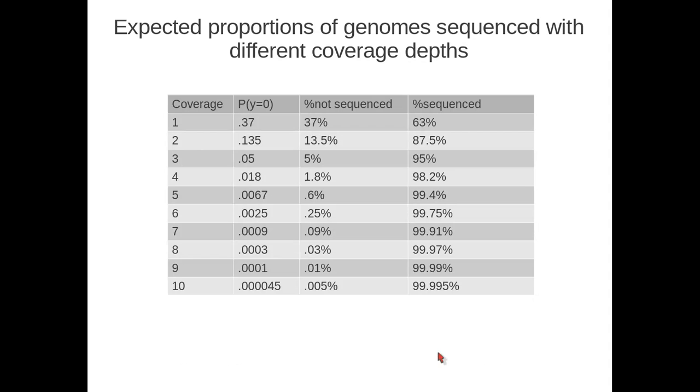Okay, so I've just quickly done the equation here for you for different levels of coverage depth. What proportion of the genome would we expect to not be sequenced when y is 0? When you only sequence at 1x coverage depth, notice that the percentage of the genome that's not covered at all by any reads is 37%, or 0.37 fraction. And of course, 100% minus this value is the percent that is sequenced. At 10x, obviously, the vast majority of the genome is sequenced.